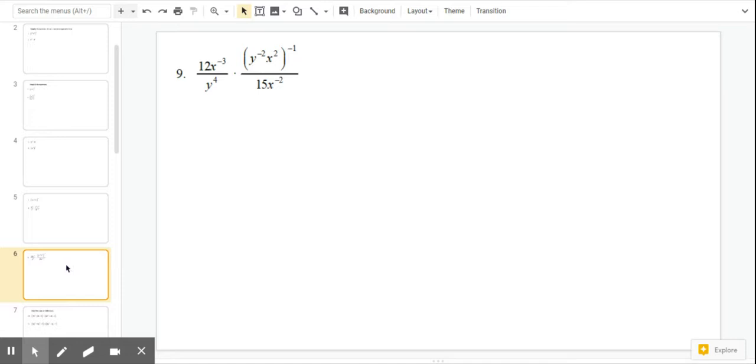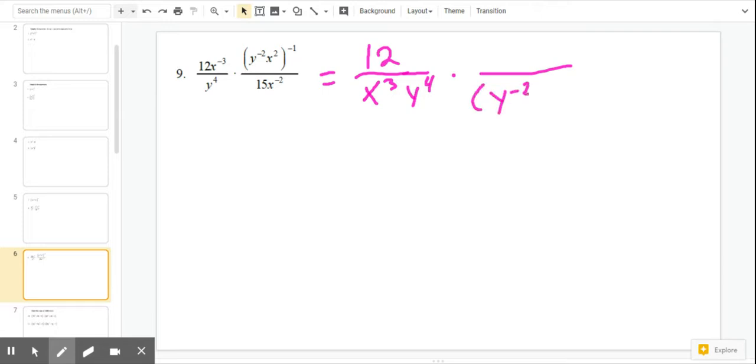So let's deal with the negatives first. So what I'm going to do here, here's what you can do when you have negatives. So 12 is going to stay in the numerator. That does not have a negative exponent. X to the negative third, that has a negative exponent. So I'm going to move it down and make it positive. That's another thing that you can do. Y to the fourth, leave it there. Okay, so this whole entire thing is to the negative first power. So what I'm going to do is move that whole entire thing to the bottom. And now it's to the positive first power.